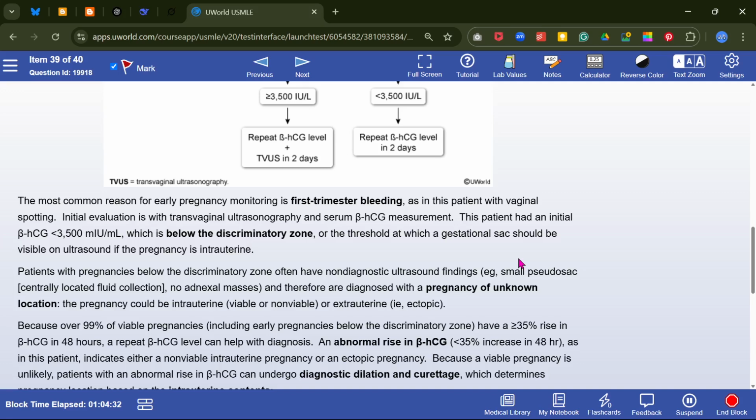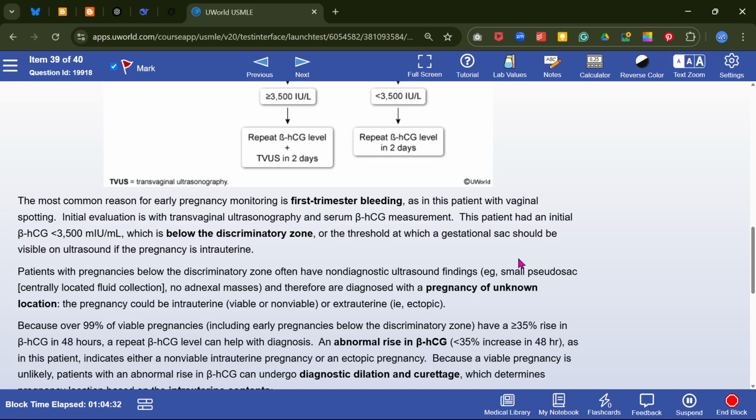Patients with pregnancy below the discriminatory zone often have non-diagnostic ultrasound findings, a small pseudosac, centrally located fluid collection, and no adnexal mass, and therefore are diagnosed with a pregnancy of unknown location. The pregnancy could be intrauterine viable or non-viable, or extrauterine ectopic. Because 90% of viable pregnancies, including early pregnancy below the discriminatory zone, have a 35% rise in the beta hCG in 24 hours.